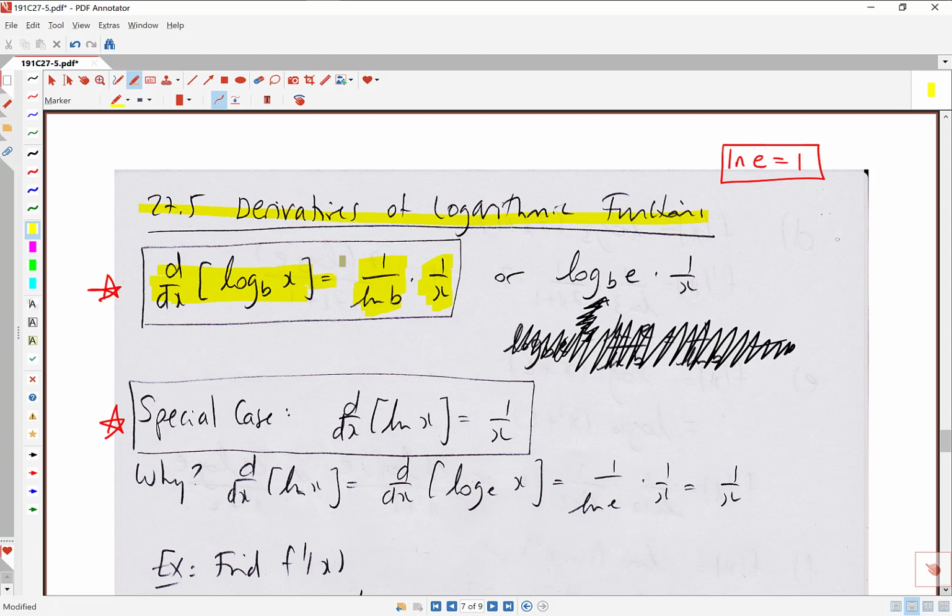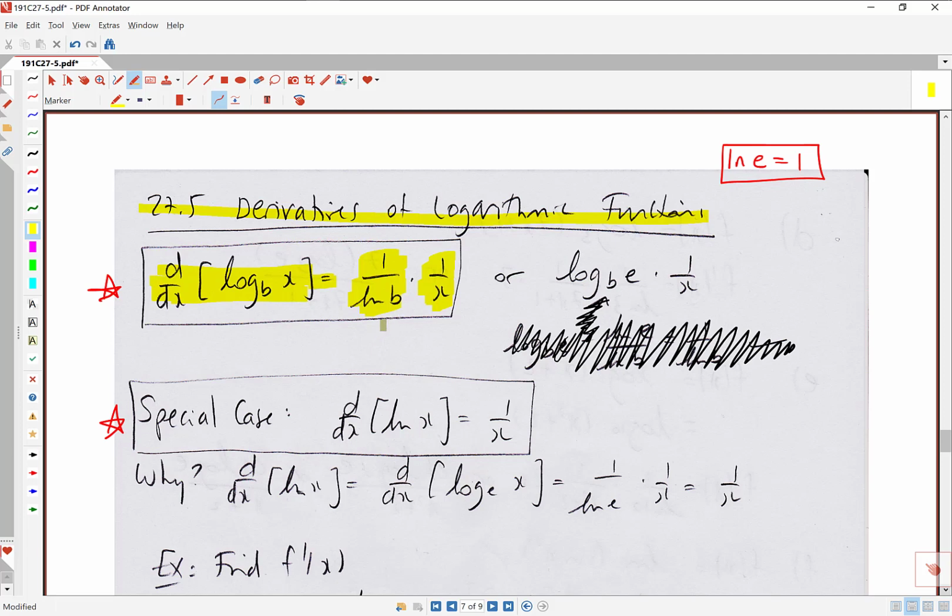So the main part of the derivative, if you want to think of it this way, is 1 over x. And then this 1 over ln b is just a constant that adjusts that 1 over x depending on what your base is. So for example, if your base were 2, you'd say derivative of log base 2 of x would be 1 over ln 2 times 1 over x. If your base were 8, you'd say derivative of log base 8 of x is 1 over ln 8 times 1 over x, etc.